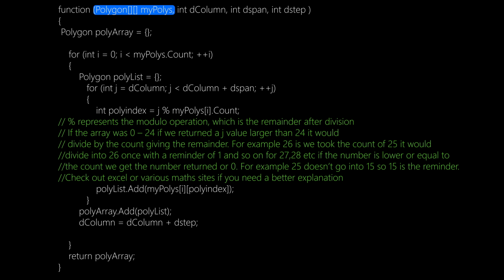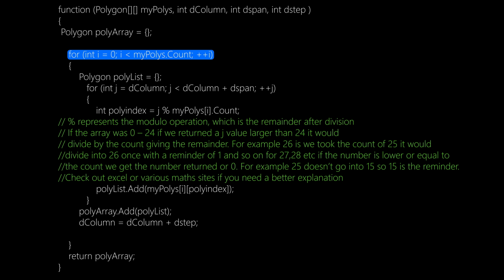Then I want to set up an integer, just a number, to determine which column I'm going to start on. I have an integer for the span, so how many panels I want to take into that array, and then what it steps each time. Then we open the function with the curly brackets, and I set up what I want for the output. I'm going to want a polygon, and it's going to be called polyarray.